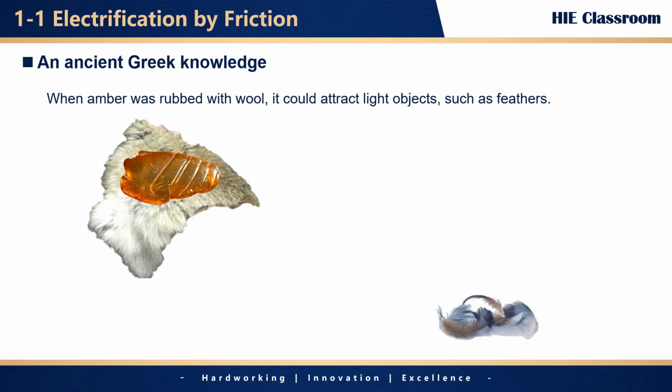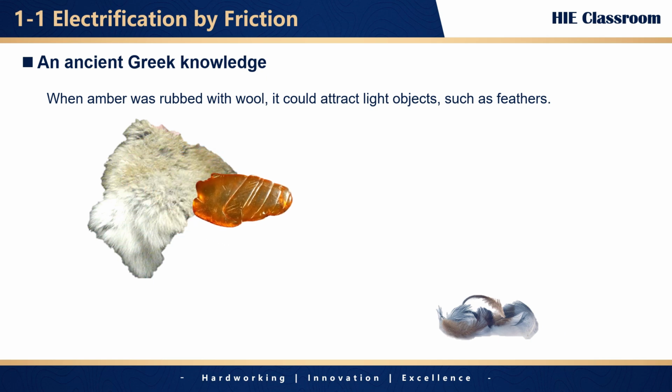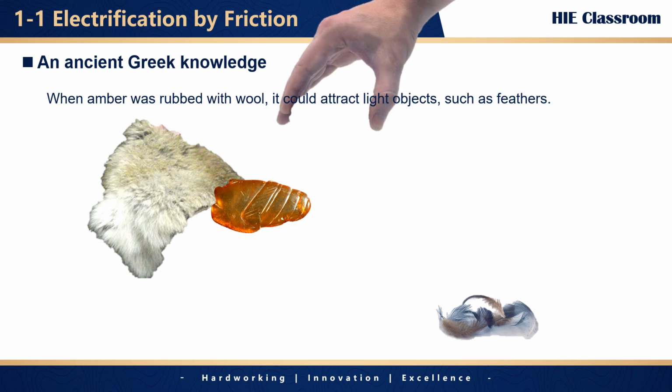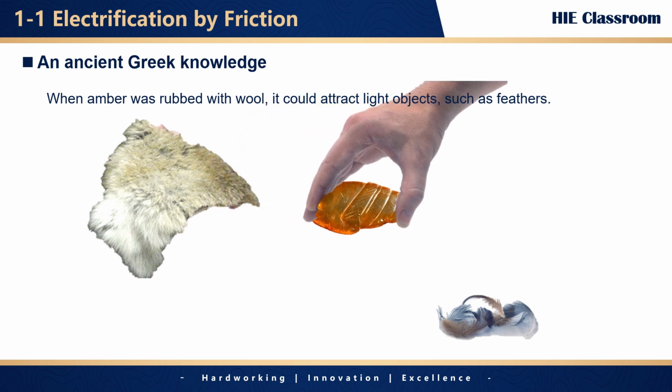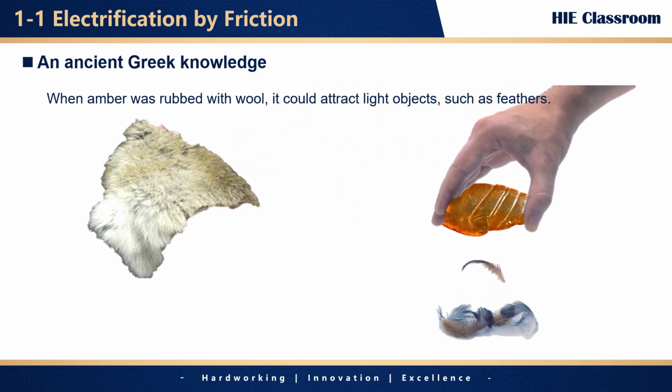First, let's take a trip back in time to see how humanity first stumbled onto electricity. Picture this. The ancient Greeks are rubbing a piece of amber, yes, that shiny golden resin, with some wool. And then they notice something curious. When they bring the amber close to light things like feathers, the feathers get attracted to the amber. So what's going on here?